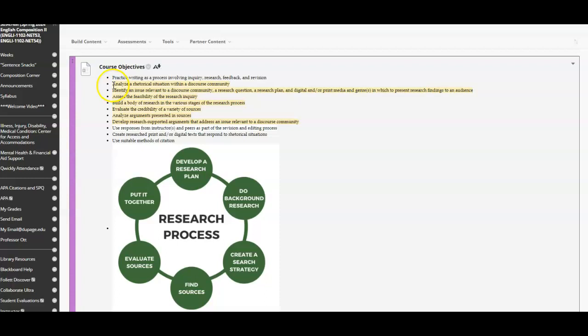Two of our course objectives talk about this thing called a discourse community. Analyze a rhetorical situation within a discourse community, and also identify an issue relevant to a discourse community, a research question, a research plan, and digital or print media and genres in which to present research findings to an audience.